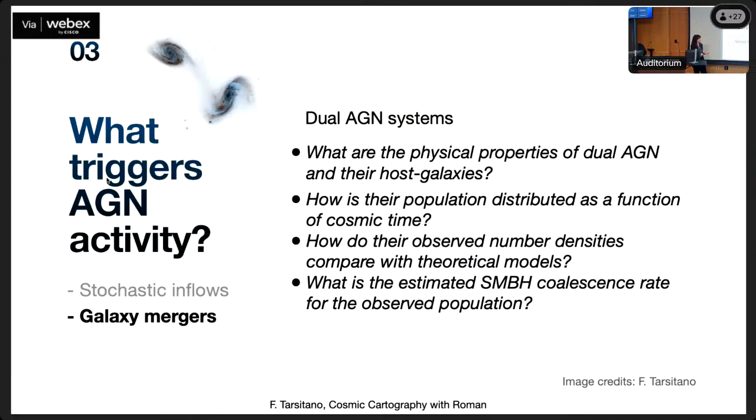Dual AGN are considered the progenitors of binary supermassive black holes that eventually coalesce, emitting gravitational waves. So far, we have been working with dual AGN cases coming from serendipitous discoveries due to instrumental limitations. However, a survey like Euclid, and furthermore teaming up with Roman, we will be able to build up a first systematic census of dual AGN systems and study their properties and their evolutionary path as a function of cosmic time.